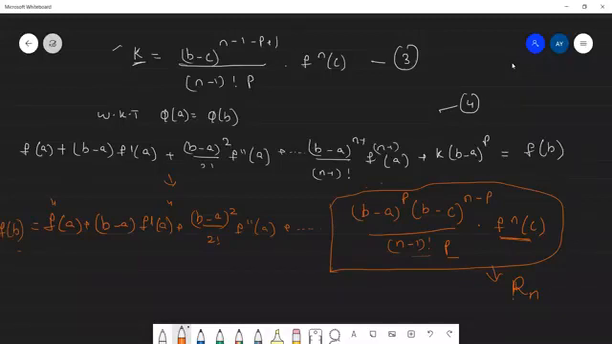Okay, so what is it that we got? f of b is equal to f of a plus (b minus a) into f dash of a plus (b minus a) whole square by 2 factorial into f double dash of a, and this is the last term, that is Rn. Am I clear? The last but one term will be this one, (b minus a) power n minus 1. This will be the last term. Hence proved.